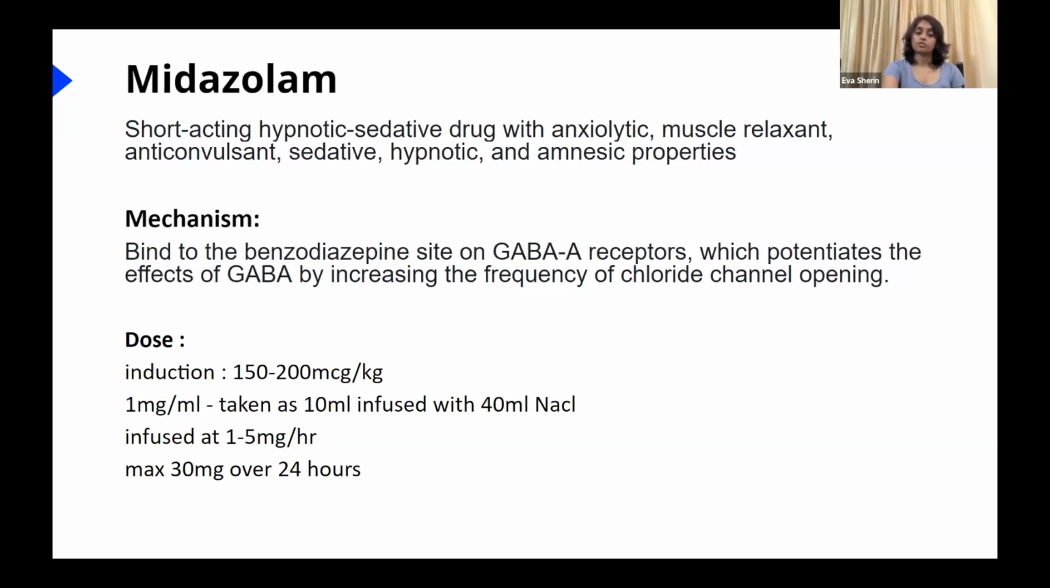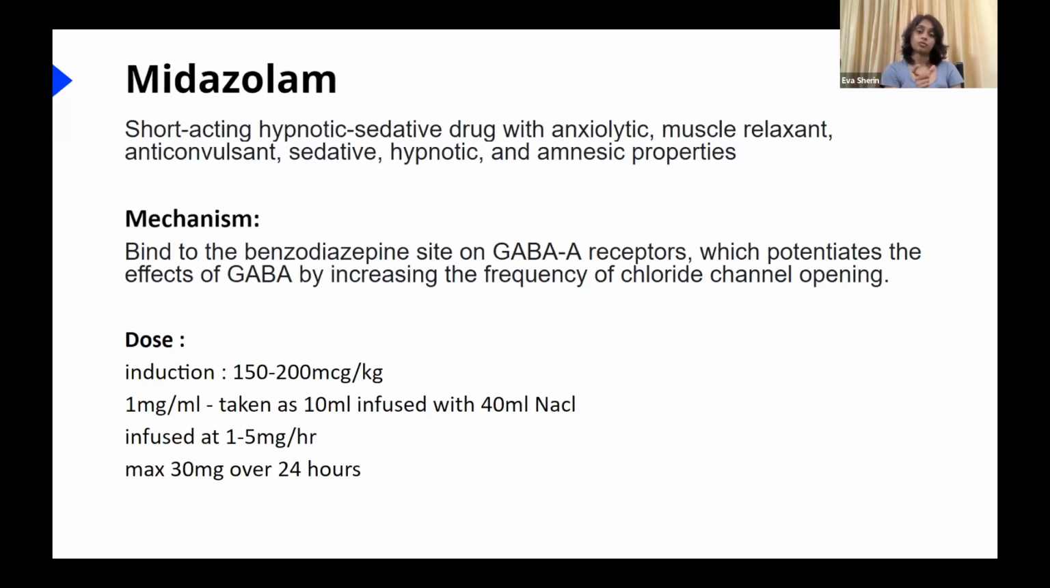Dose is 152 to 200 micrograms per kg, and 1 milligram per ml is how it usually comes, in 1% dilution. So 1% would be 1 milligram per ml, taken as 10 ml infused with 40 ml.